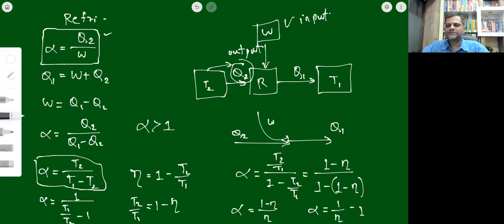eta is going to be less than 1, so 1 minus eta will be also less than 1, and this eta will also be less than 1. so इसलिए less than 1 नंबर का जो रेशियो है, तो वो अल्फा से 1 से बड़ा भी हो सकता है, 1 से छोटा भी हो सकता है, doesn't matter. So here we have to understand correctly. So this is all about the coefficient of performance of a refrigerator.